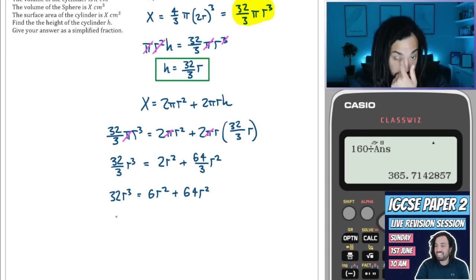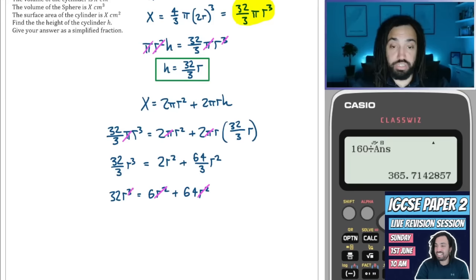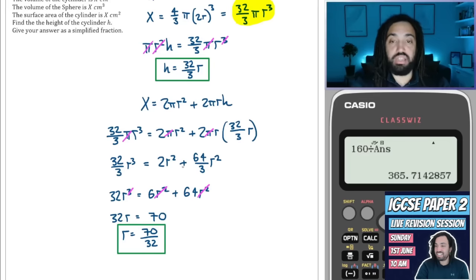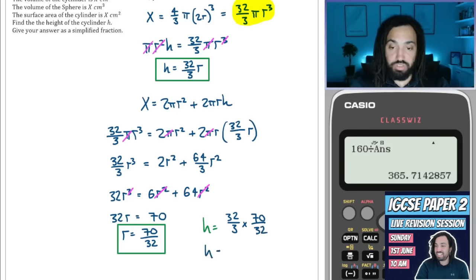which is nice. We can then divide through by r squared. So the r squareds both go and turn into just an r. So we get 32r is equal to 70. So r is equal to 70 over 32. So a good test of algebra skills here. Now we can work out h by looking at this box and this box here. So h is equal to 32 over 3 times r, which we know is 70 over 32. So the 32s can cancel, which leaves us 70 over 3, and that might be my favourite question that I've created on this paper.